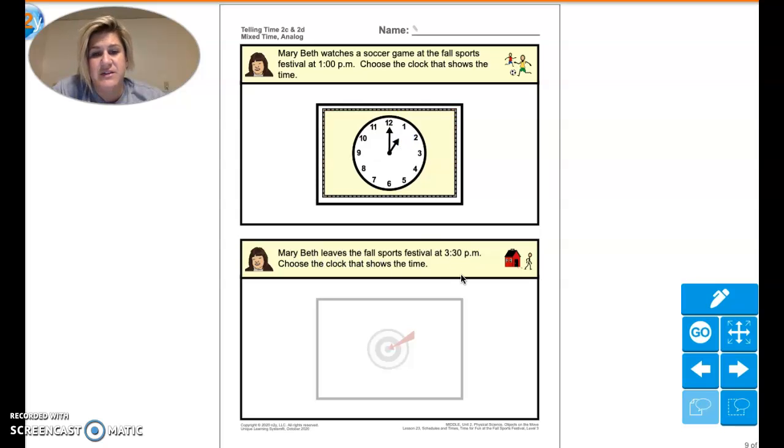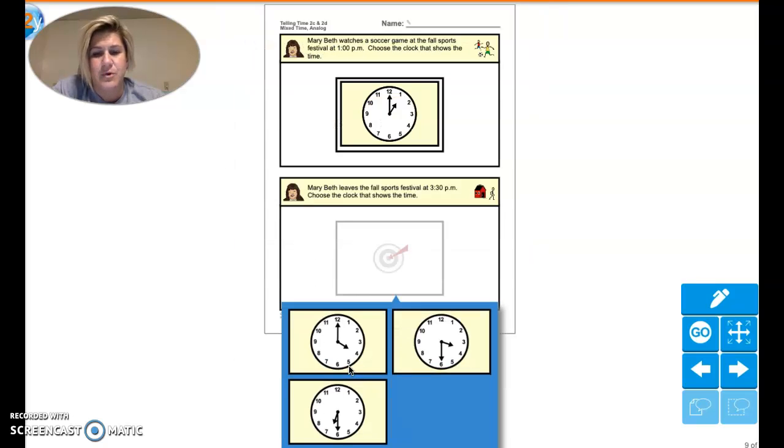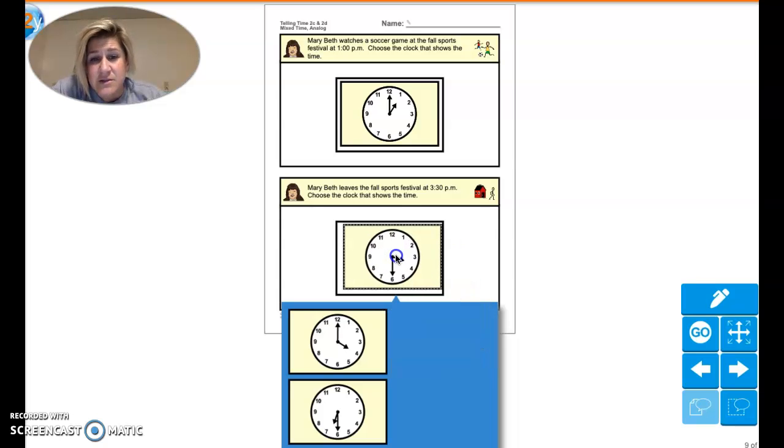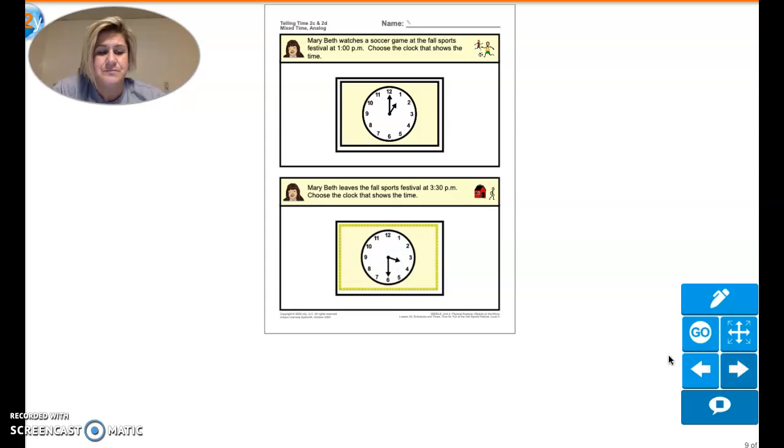And then Mary Beth leaves the Fall Sports Festival at 3:30. So let's find the one that says 3:30. We'll go through all of these. This one says 4 o'clock. Remember when that tall hand, that long hand, is pointing up to the top? That means o'clock. And then you use the short hand to decide what the hour is. So 4 o'clock. Here's the one we're looking for, 3:30. It touched the 3 last. If this line was even longer, we could see that the last number it touched was 3. It has not touched the 4 yet. So we'll put that in there where it belongs. 3:30 p.m.